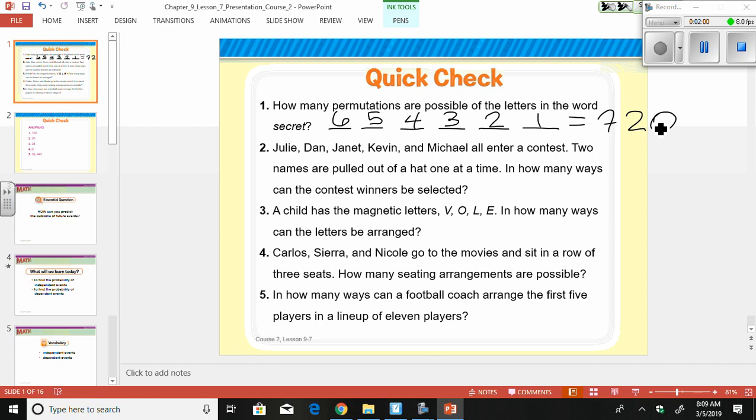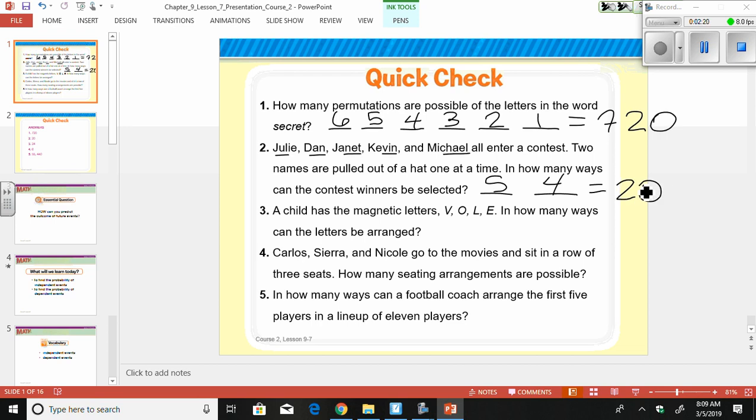Let's see, Julie, Dan, Janet, Kevin, and Michael are all entering a contest. 2 names are pulled out of the hat at one time, so only 2 spots. In how many ways can the contest winners be selected? So there's 1, 2, 3, 4, 5. 5 times 4, 20 different ways.